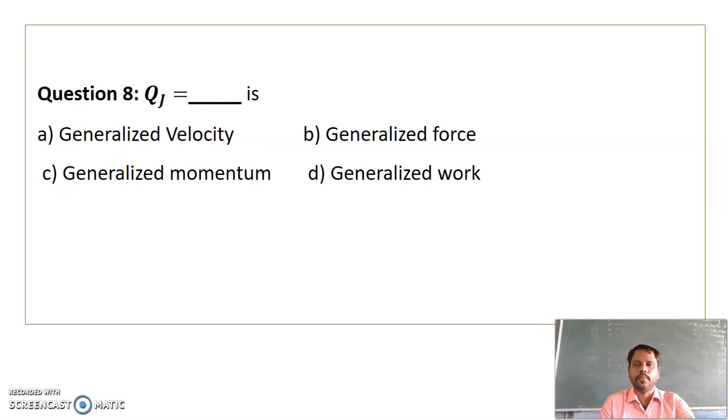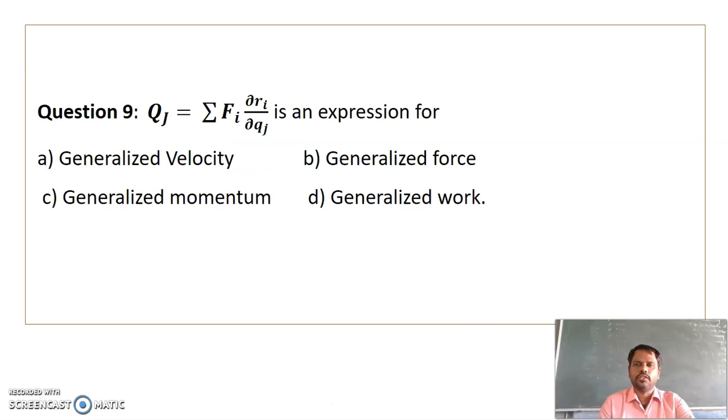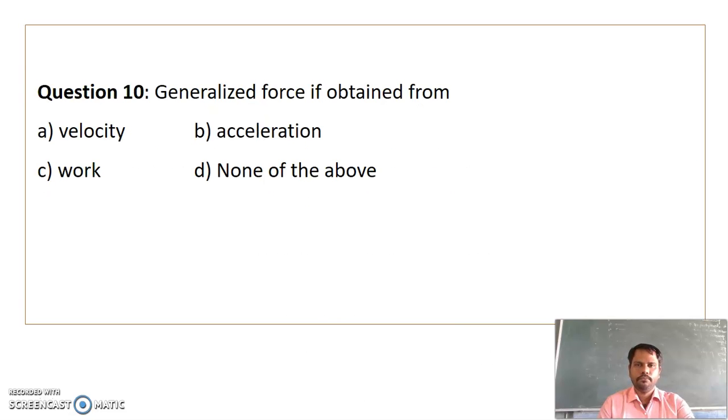Question number 8. Qj is known as, we have seen, a generalized force. Question number 9. Qj, which is equal to summation Fi dou Ri by dou qj, is an expression for, you know that it is a generalized force. Generalized force is obtained, we have seen, by using the work is equal to force into displacement formula. So the answer will be option C. Small correction, it is option C.